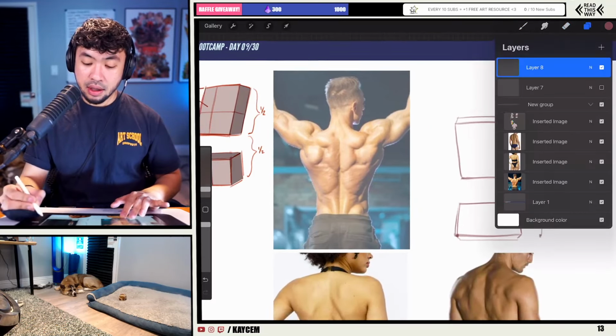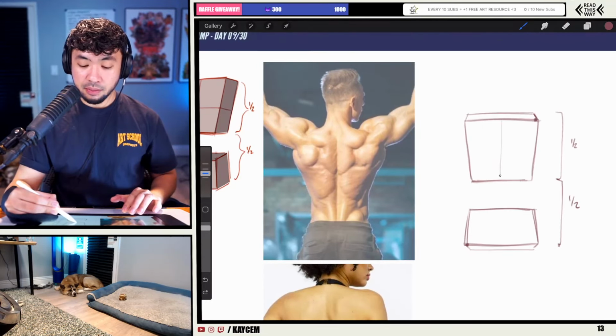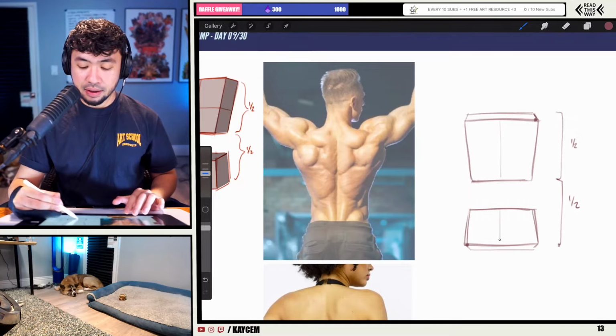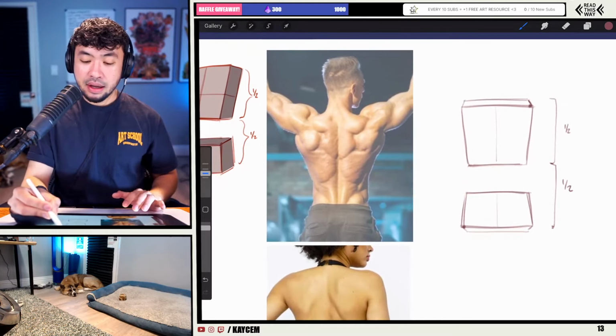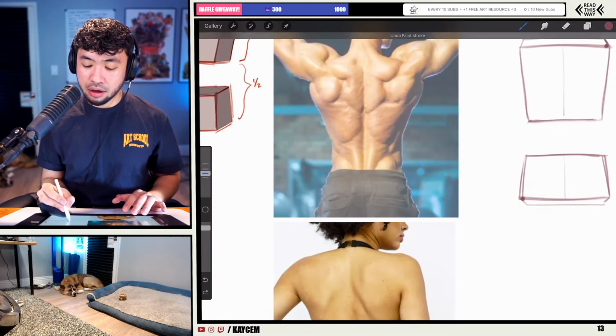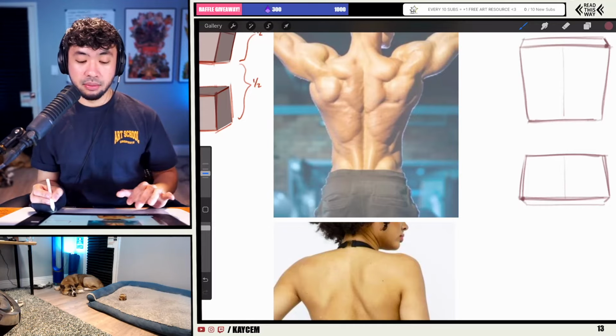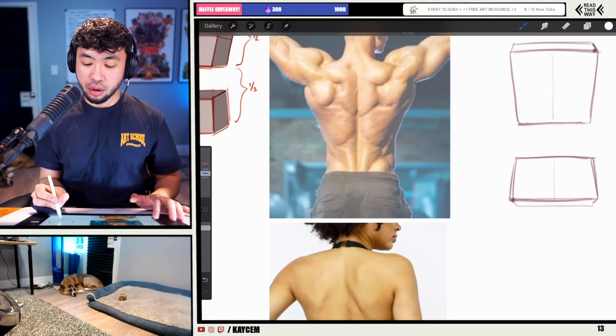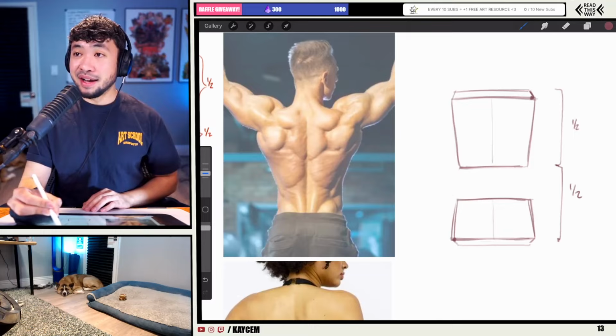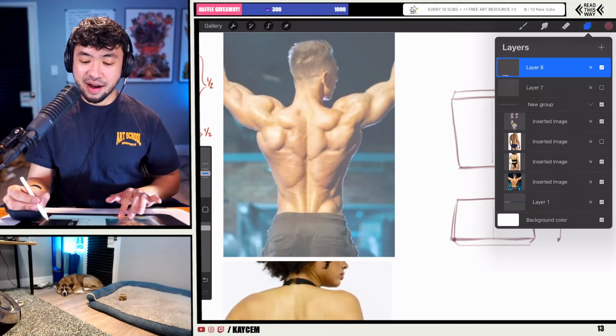Nice and easy. But going back here to the torso thing, let me go ahead and slap on the center line here. Nice and easy. All right, so that center line is going to be a couple things. One, it's going to show the symmetry of the body, but it's also going to show the spine.